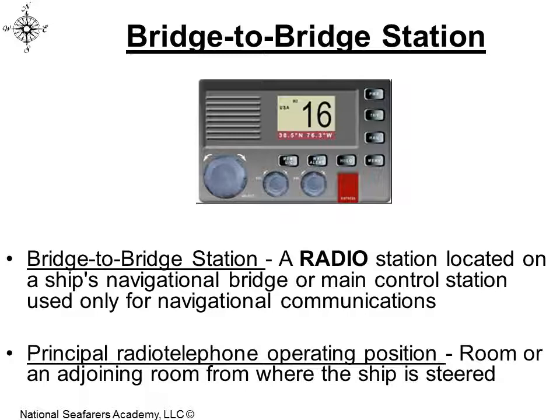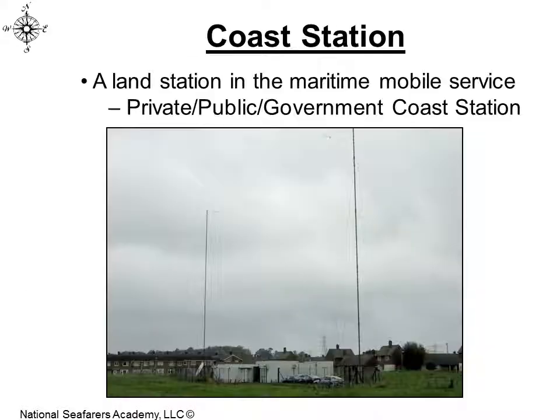So picture yourself on board a vessel, steering at the helm, and you reach over to the radio. That's the bridge-to-bridge station. The position, the principal radio operating position, is the room or adjoining room where the ship is steered. So again, the position of the radio is the principal radiotelephone operating position, and the radio itself is the bridge-to-bridge station.